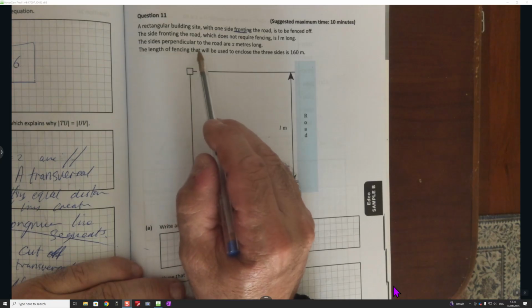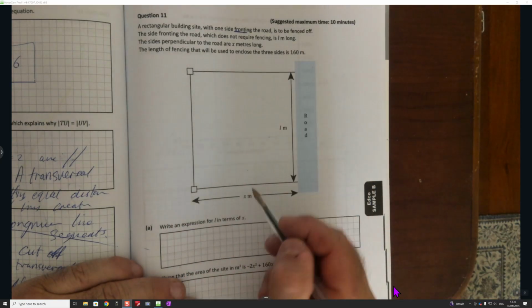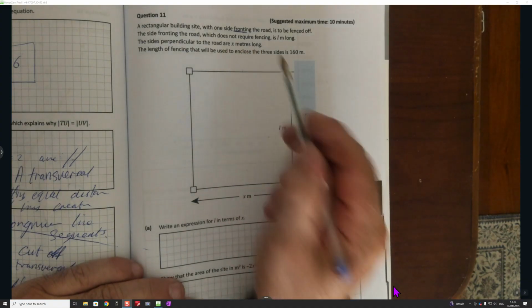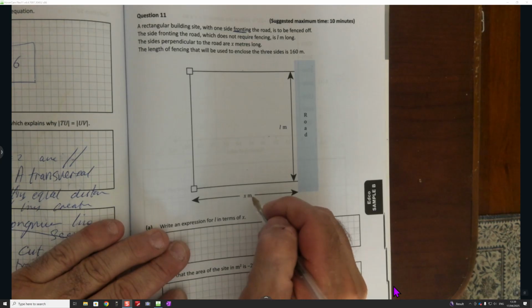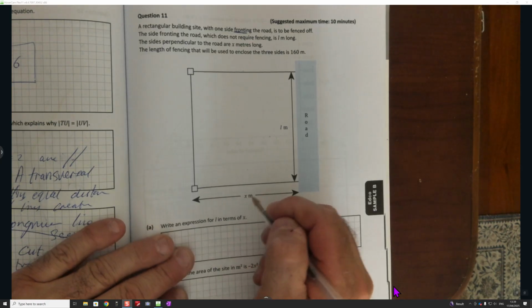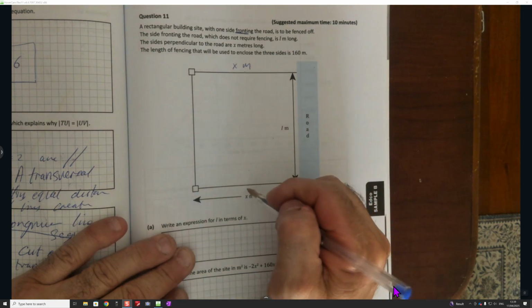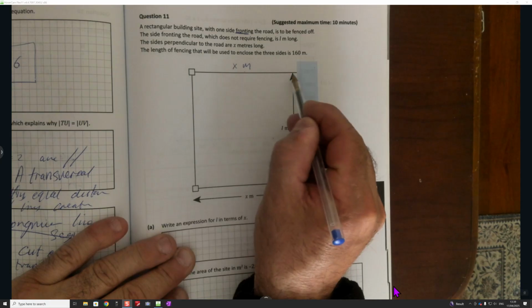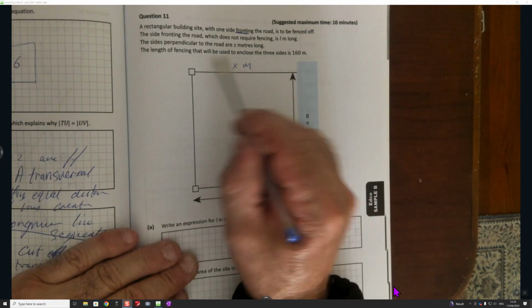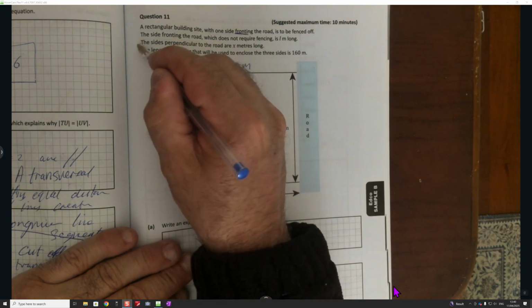The sides perpendicular to the road, that is this one and this one, are X meters long. Okay, so let's make it very clear that we understand that the opposite sides in a rectangle are of equal length. So we'll explicitly define this line segment here as being X meters long. The sides, yeah, we're done. I should have probably marked that off that I'd read it.